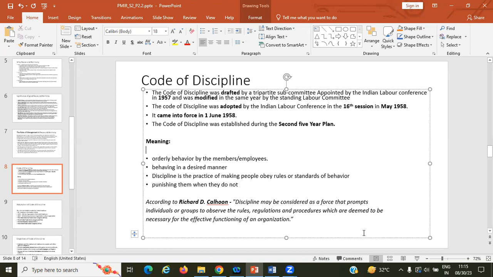Discipline is considered as a force. That means everyone has to follow the discipline. If you go to an office, you go on time. The office opens at 10 o'clock, you go there at 10 o'clock. You don't go by 11, 12, or 1 or 2. You follow certain discipline. So every workplace has a time. You follow that time. So that is an example of discipline.